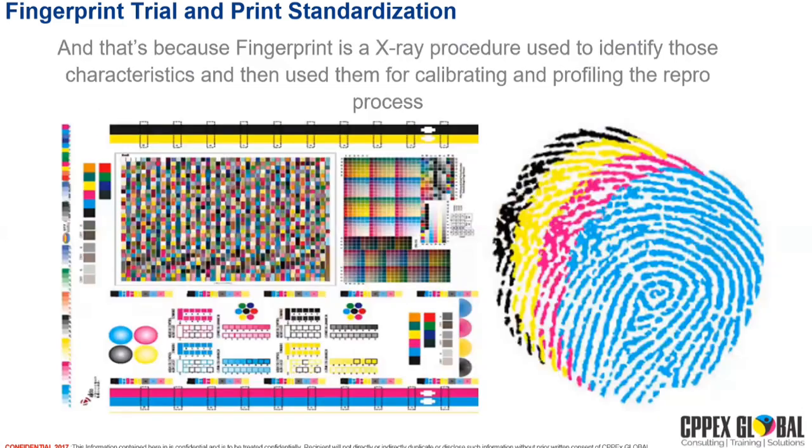Then, fingerprint uses X-rays to identify those characteristics and then uses them for calibrating and proofing the repro process. What type of designs or what type of specifications are you aligning in your repro or in your pre-press area? So the fingerprint will help us to align the pre-press characteristics and capabilities of the machines.